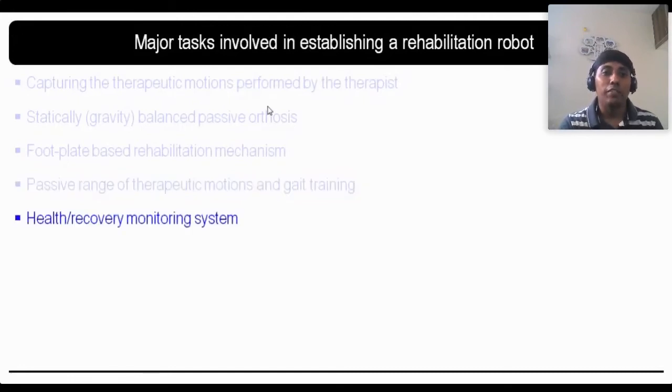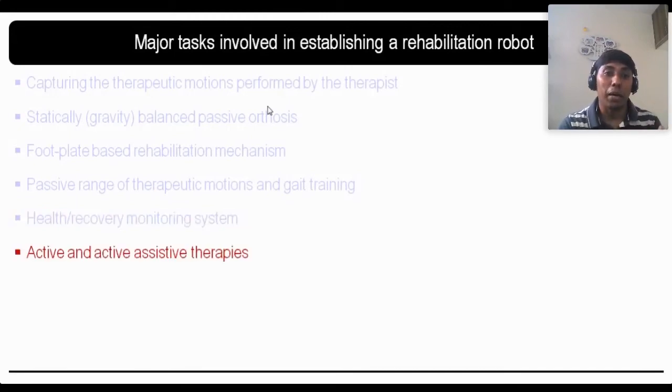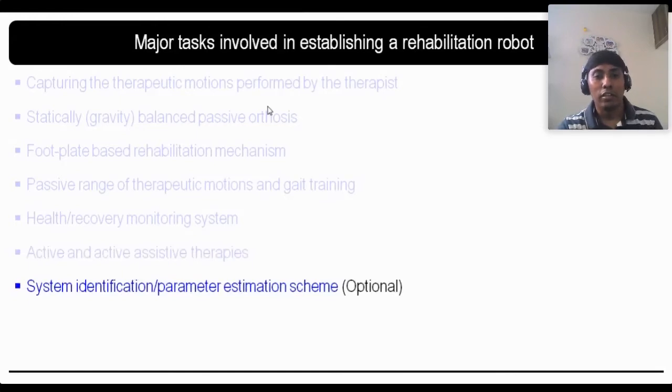And we need to come up with a health and recovery monitoring system. Then when the passive range and the health recovery are in place, we have to adapt the active assistive, and finally the active therapies. Then one optional thing: for example, someone due to some accident lost one leg, but his second leg is active. We can put that leg into this setup and capture all motions, and based on that come back with limb parameters and duplicate an artificial leg, which can be useful for system identification, which would definitely be helpful.